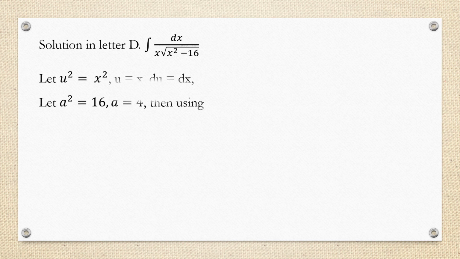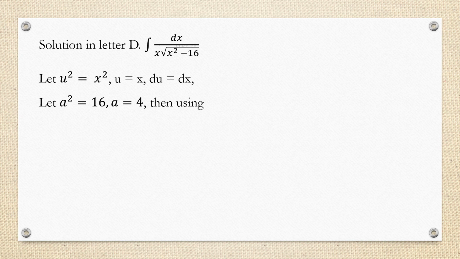Okay, so let us proceed now to the solution in letter D. We're given the integral of dx over x times square root of x squared minus 16. First, let us identify our u squared. That is equivalent to x squared. For the value of u, by getting the square root of both sides, we have u is equal to x. Then to find the derivative, du is equivalent to dx. Another one is let a squared be equal to 16. Then we identify the value of a, which is 4.